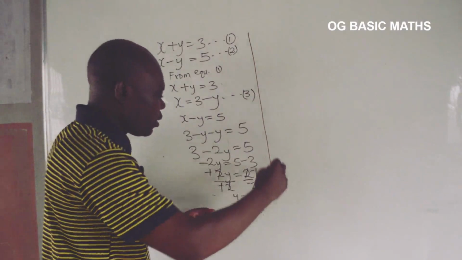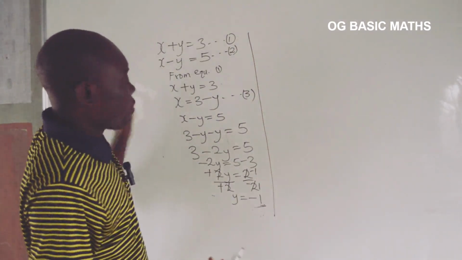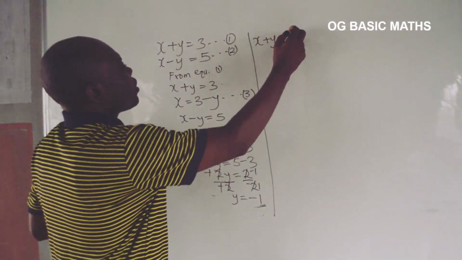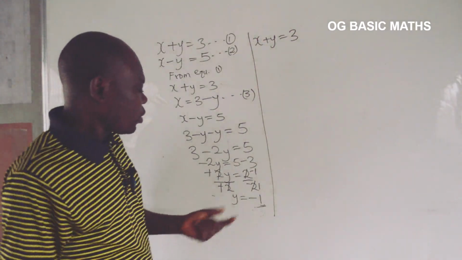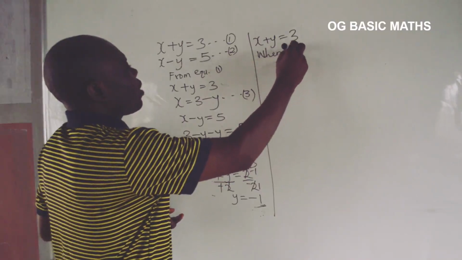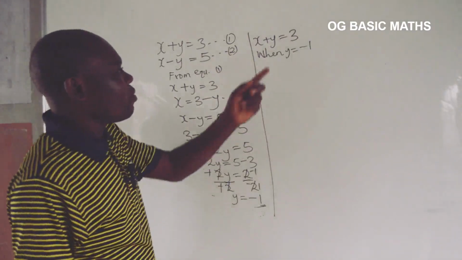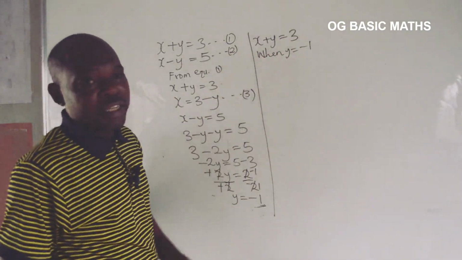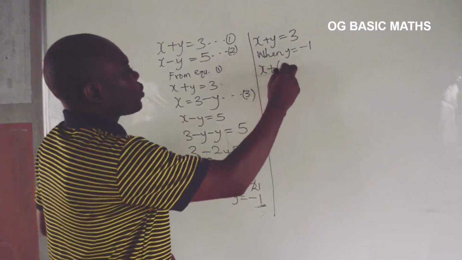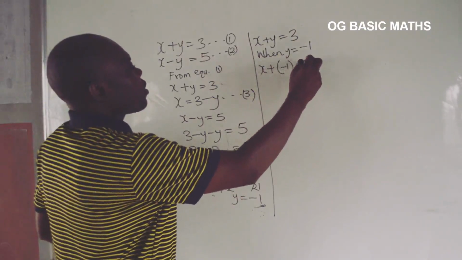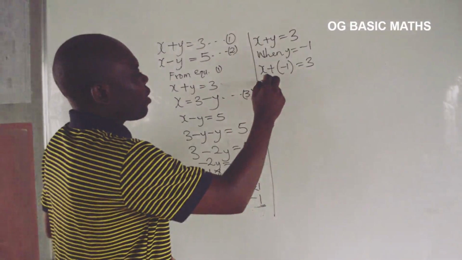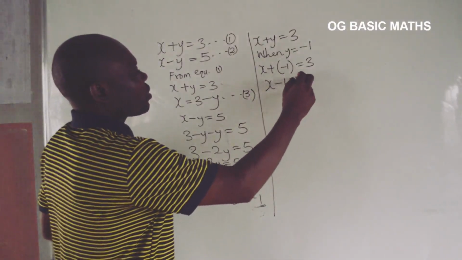Alright, so from equation 1, we get the value of x. We have x plus y equals 3. When y equals negative 1, anywhere we see y, we substitute using negative 1. So what we have now becomes x plus negative 1 equals 3. Positive times negative gives us negative, so what we have is x minus 1 equals 3.